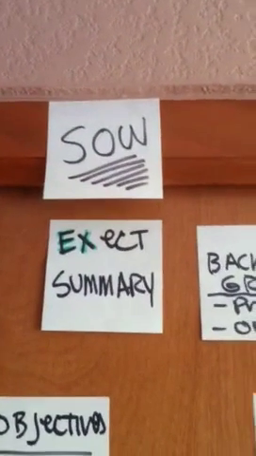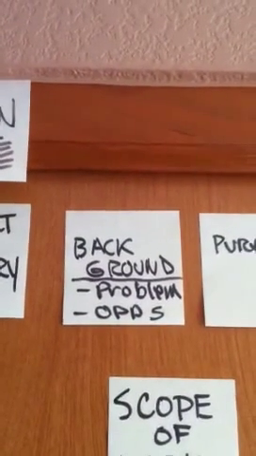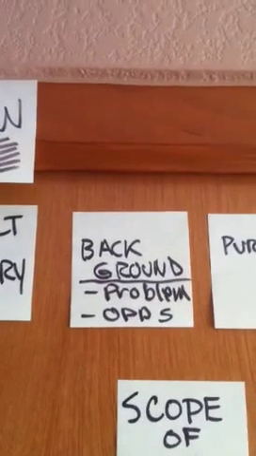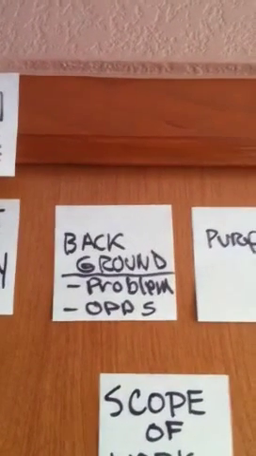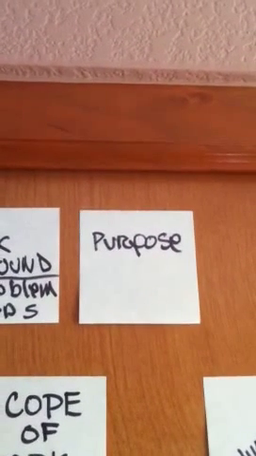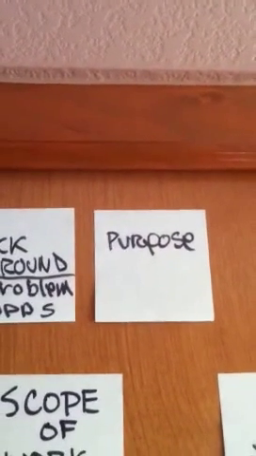First of all is an executive summary, and an executive summary would be background, which is the problem that maybe we're trying to address with our client or ourselves, or the opportunity that we see. And then another piece of the executive summary would be the purpose. Why are we doing this?